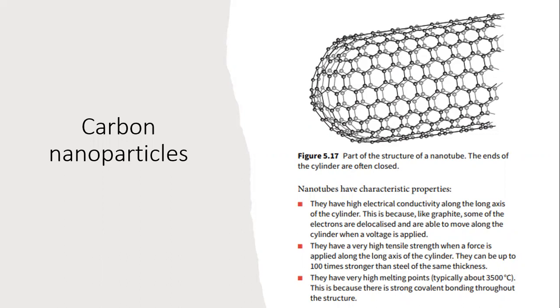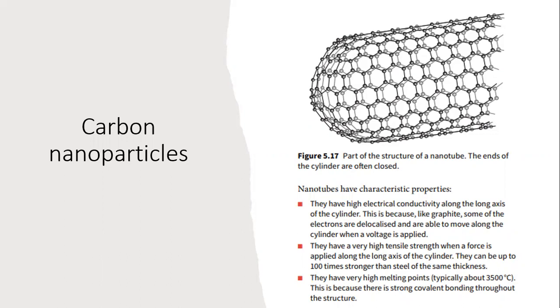Not exactly. Graphene is just, if you take just one layer of graphite, that is going to be your graphene. So you can't exactly say that. Okay, nanoparticles. Yeah, it's small. Basically, it's the size that is important, right?